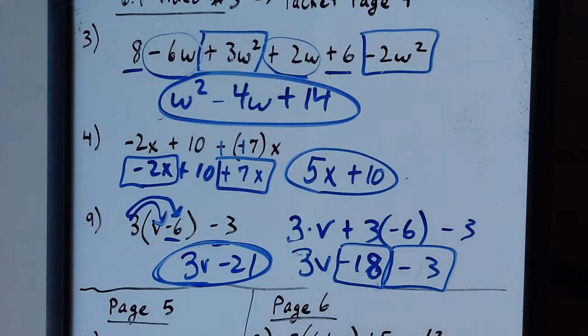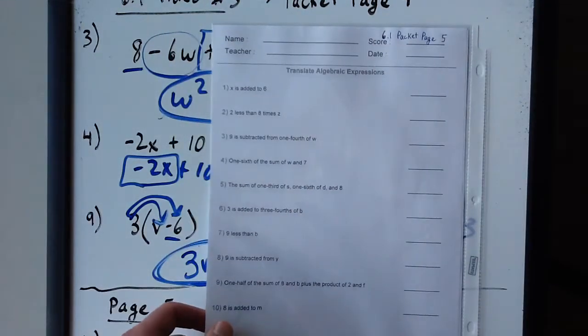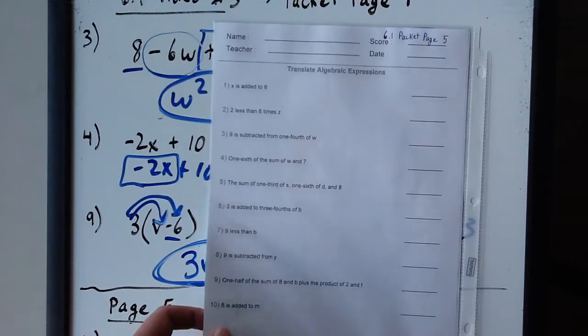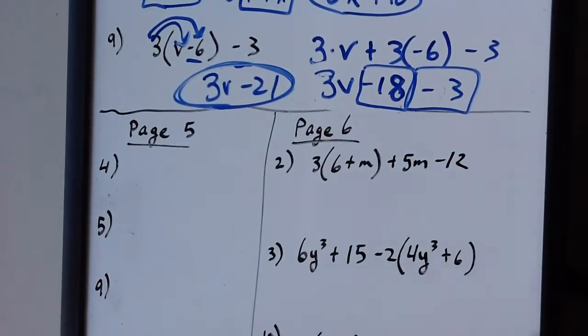Okay, turn to page 5 in your packet. On page 5, you are translating algebraic expressions, verbal phrases into algebraic expressions. We'll do 3 on this page, on page 5. Starting with number 4. Number 4 reads like this: 1/6 of the sum of W and 7.